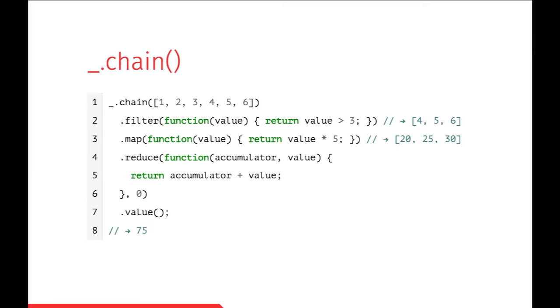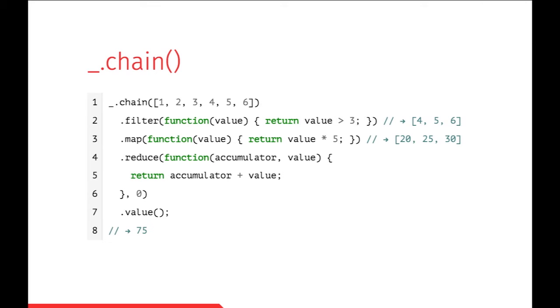Chain can be called implicitly, but I like to use explicit call. So we call chain, and then pass an array, and then we have a list of what we want to do with it. So in this example, we take our array from 1 to 6. We filter the value, get 4, 5, 6. Then we map it. We multiply each value by 5. We get 20, 25, 30.